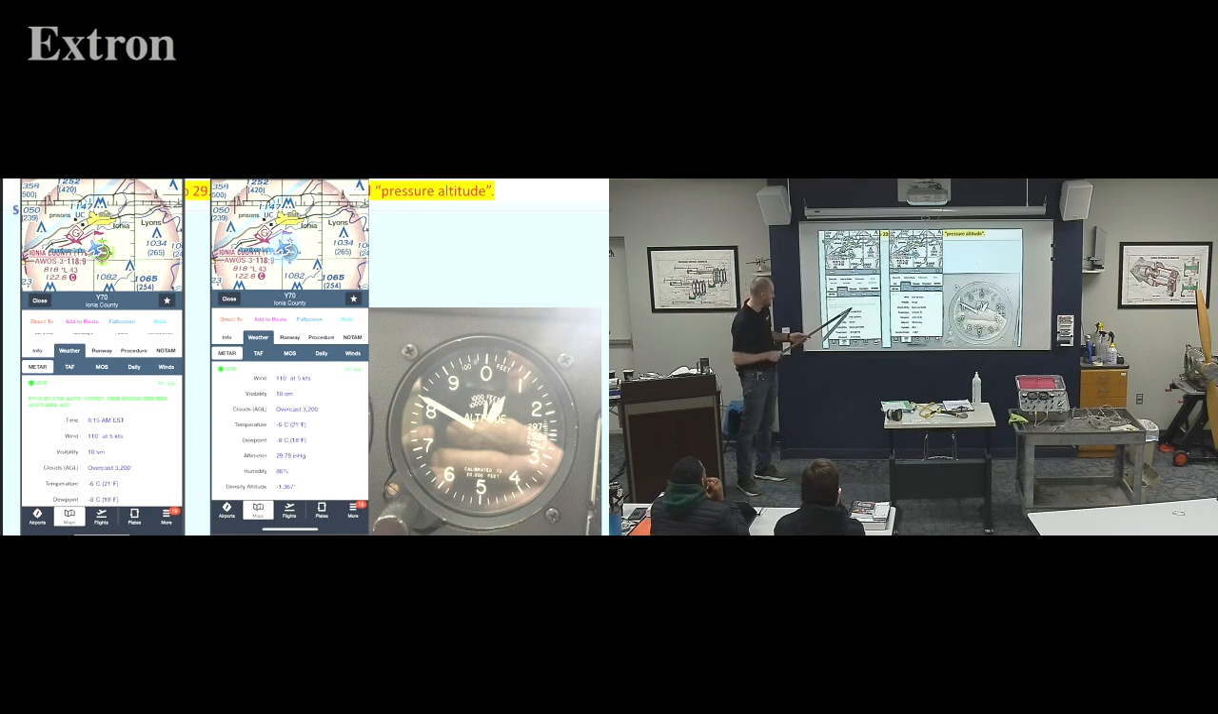Zulu, the winds, overcast. Here it is. Altimeter setting should be 2979. 2979. Hey, we're pretty close.